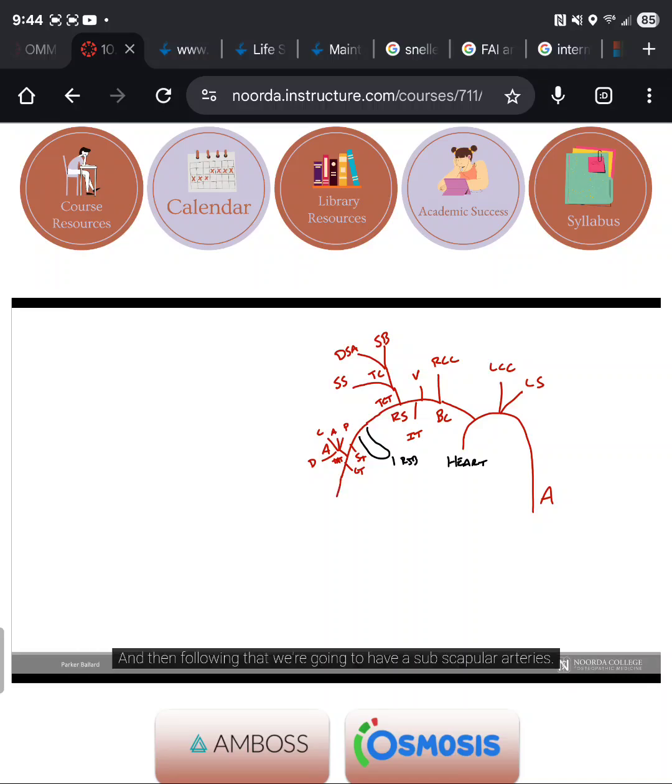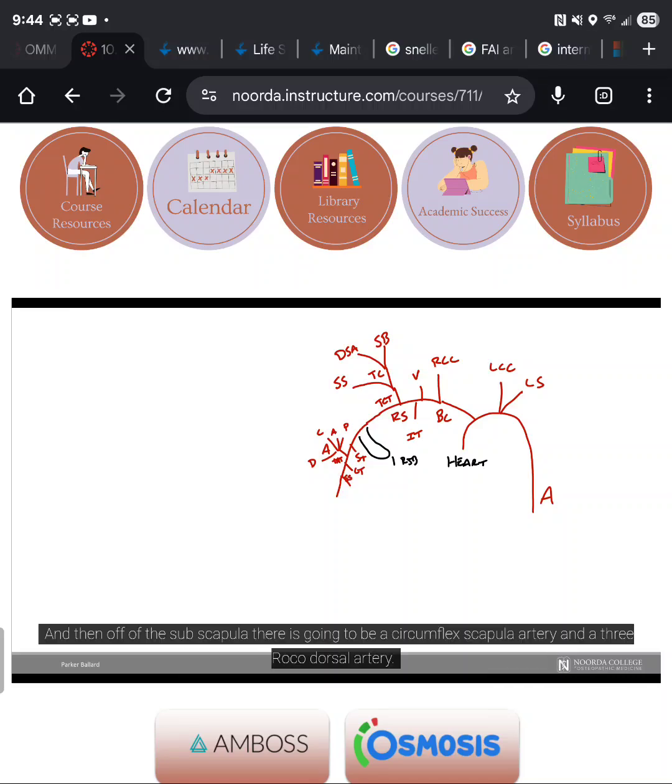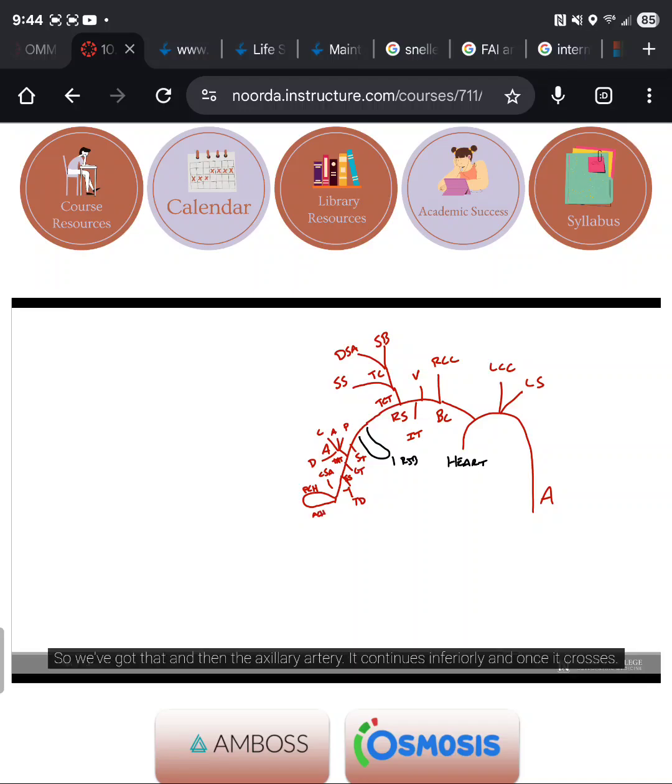And then following that, we're going to have a subscapular artery. So we saw a suprascapular, now a subscapular. And then off of the subscapular, there's going to be a circumflex scapular artery and a thoracodorsal artery. And then to finish up the axillary artery, there is the posterior circumflex humeral and the anterior circumflex humeral. The posterior circumflex humeral artery goes through the quadrangular space with the axillary nerve. So we've got that.